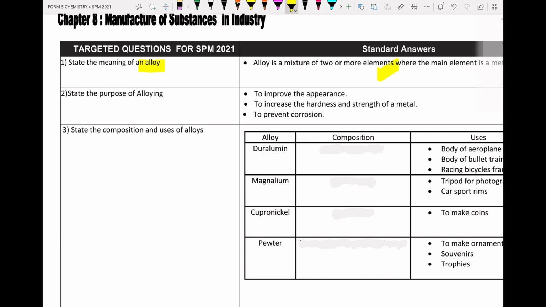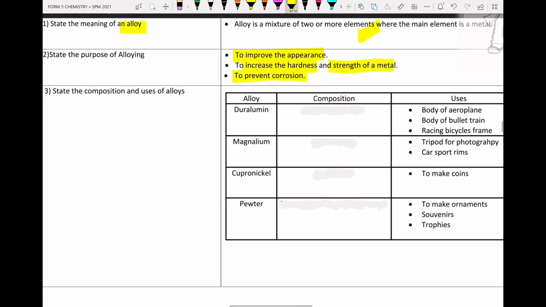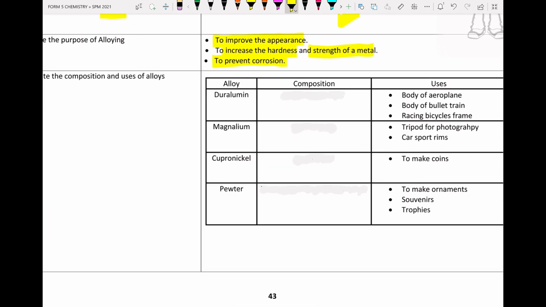What is the purpose of alloy? Alloying is used to improve the appearance of an object, increase the hardness and strength of an object or metal, and prevent corrosion of metal. Okay, so here we have a few alloys. Just now I already mentioned bronze, brass, steel, and stainless steel. So now we go for a few more.